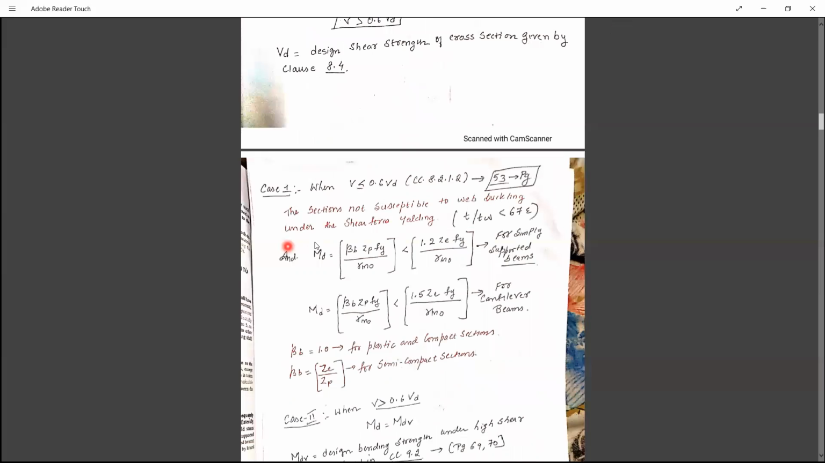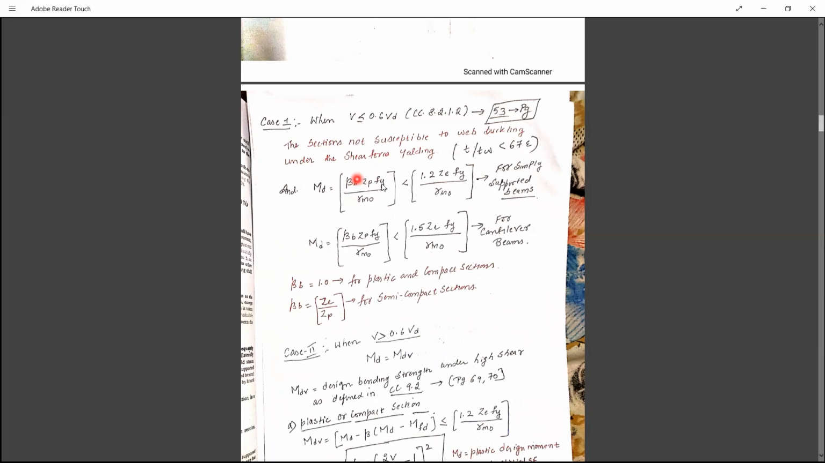So now we need to go to case 1, when V is less than 0.6 VD. There is a formula: Md is equal to beta b Zp fy by gamma m0. Here, this is not bp; it is beta times of b. For a plastic section it is 1. For a semi-compact section and other sections it is different.